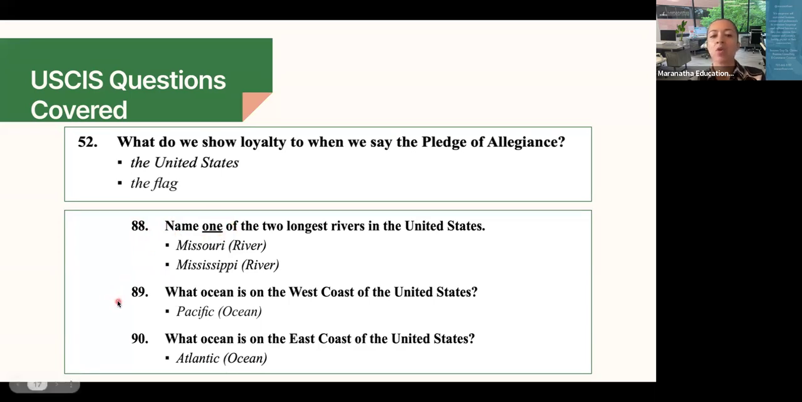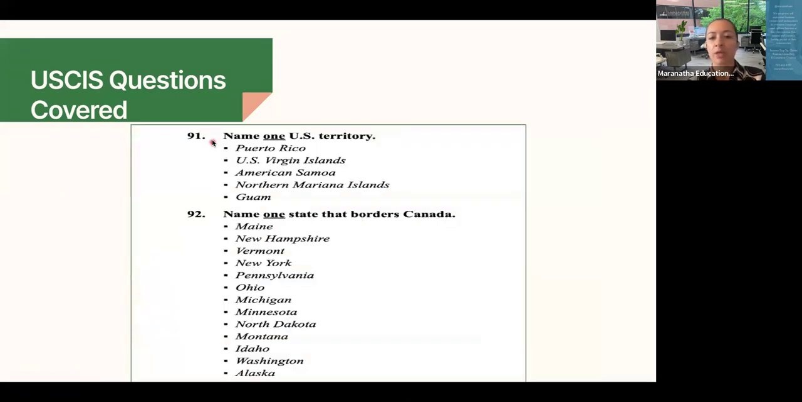Question 89. What ocean is on the west coast of the United States? The Pacific Ocean. Question 90. What ocean is on the east coast of the United States? The Atlantic Ocean. Question 91. Name one U.S. territory. You have 5 options. You only need to provide one. If I were to be asked this question, I would say Puerto Rico.